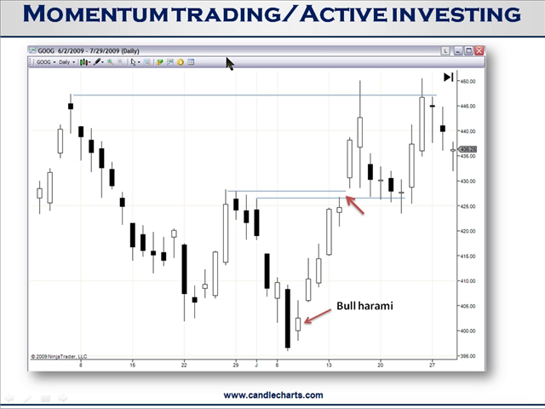By the way, this is where you would have exited if you bought it over here, and if you bought it down here, on the inability to hold under the low of the window. In other words, once the market rallied, you would have exited probably on the doji or maybe even on this session over here.